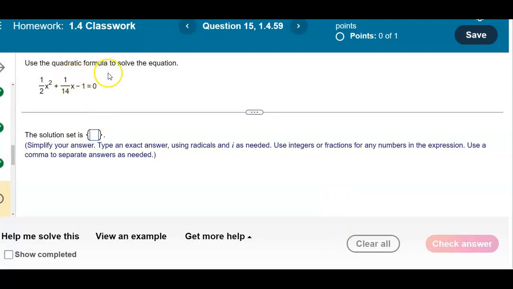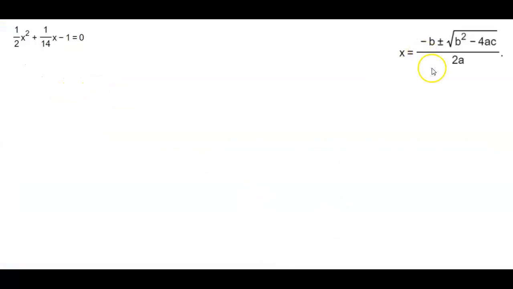Use the quadratic formula to solve the equation 1/2 x squared plus 1 over 14x minus 1 equals 0. So we're going to use the quadratic formula, and then we got to make sure that it's in standard form, and currently it is in standard form. So let's go ahead and write this out. We have 1/2 x squared plus 1 over 14 x minus 1, and that's equal to 0.